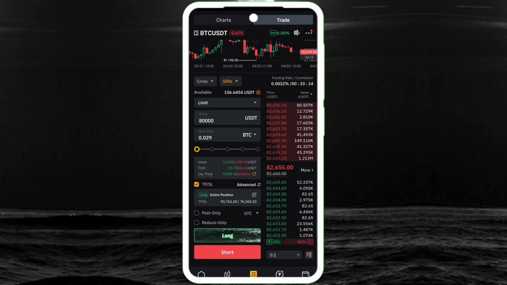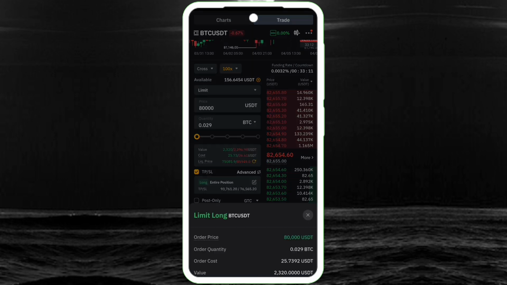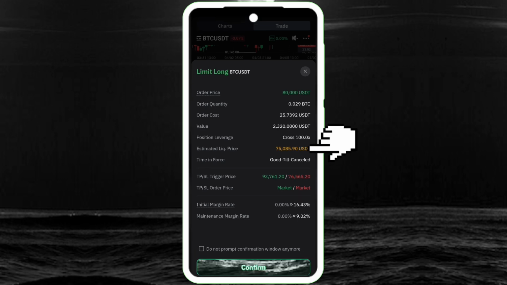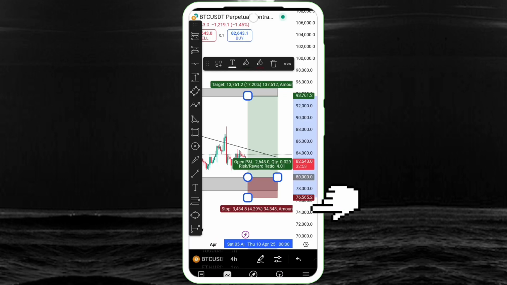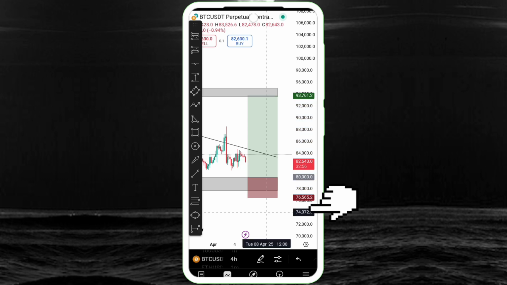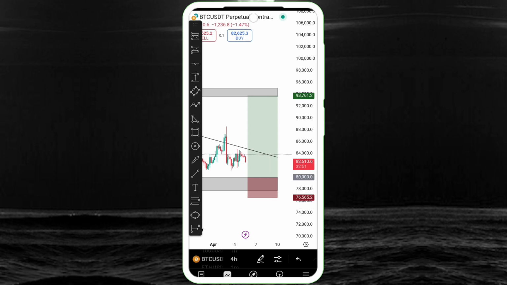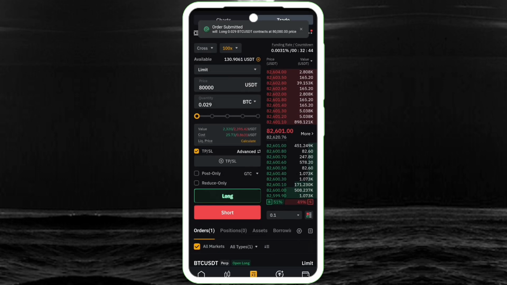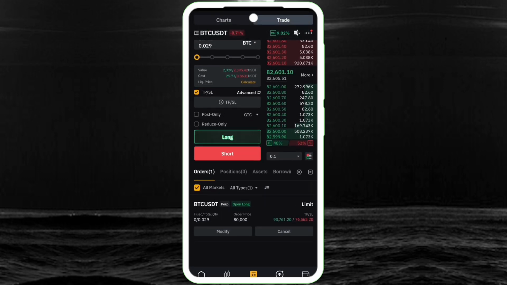So you click confirm, so you click long. When you click long, you can see that even the liquidation price is far away from our stop loss. Estimated liquidation price is 75,085.90, which is very far away from our stop loss, which means we are safe, no matter the leverage. So you click confirm, and the trade has been placed.